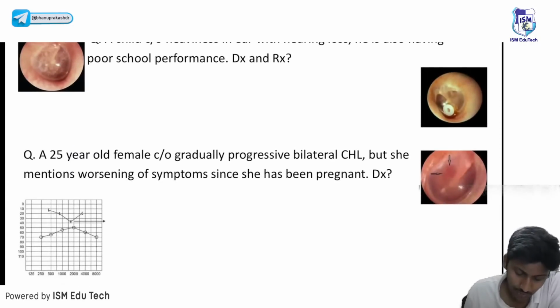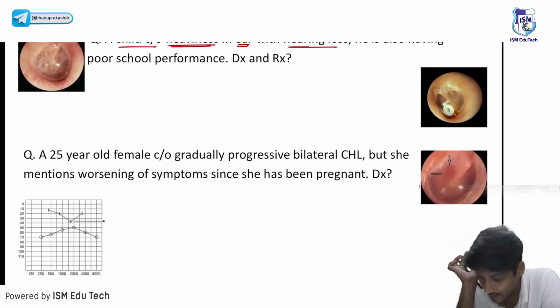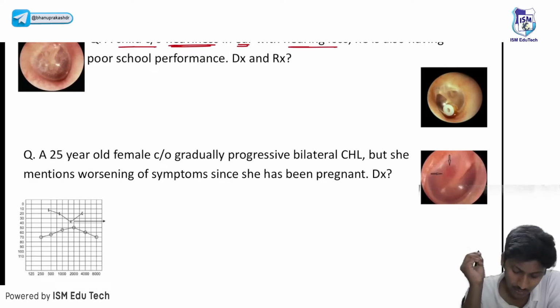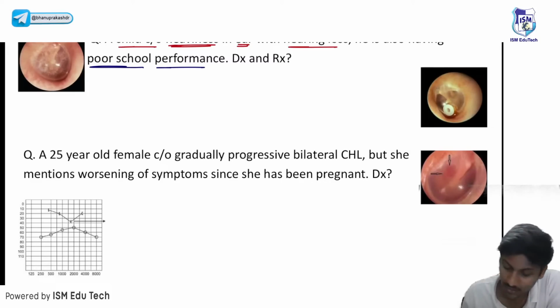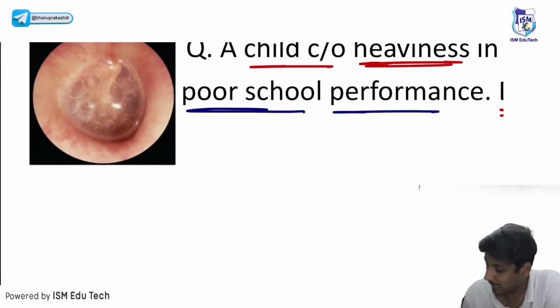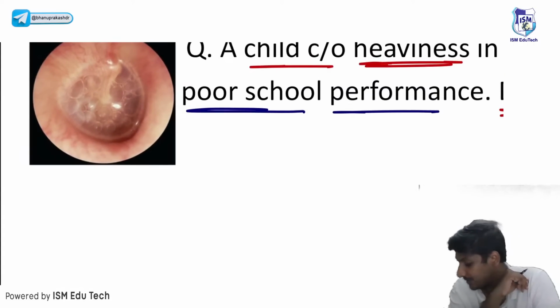Now the next question to all of you: a child comes with complaints of heaviness in the ear with hearing loss. There is no pain as such, but the child is having heaviness in the ear. Along with that, the child is also complaining of hearing loss. He is also having poor school performance. Poor school performance we yesterday saw in adenoid hypertrophy, right? So something related to that might be. What is the diagnosis in the child and what is the treatment? And this is the otoscopic examination.